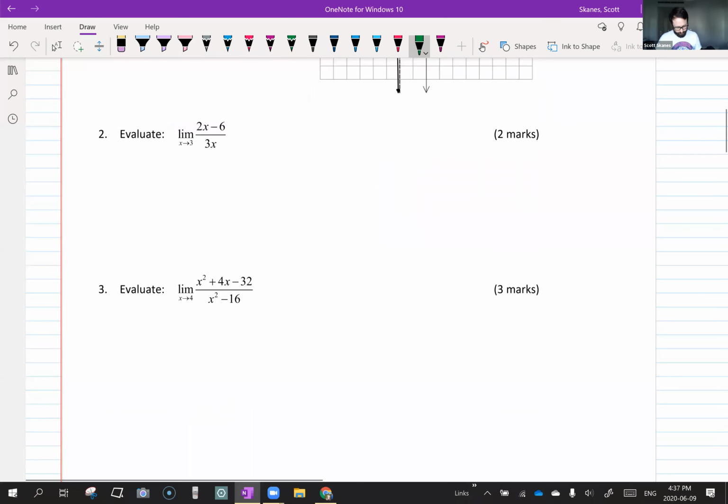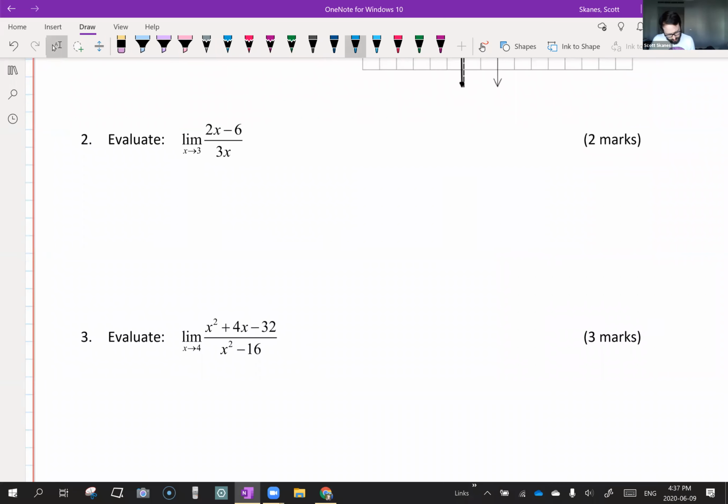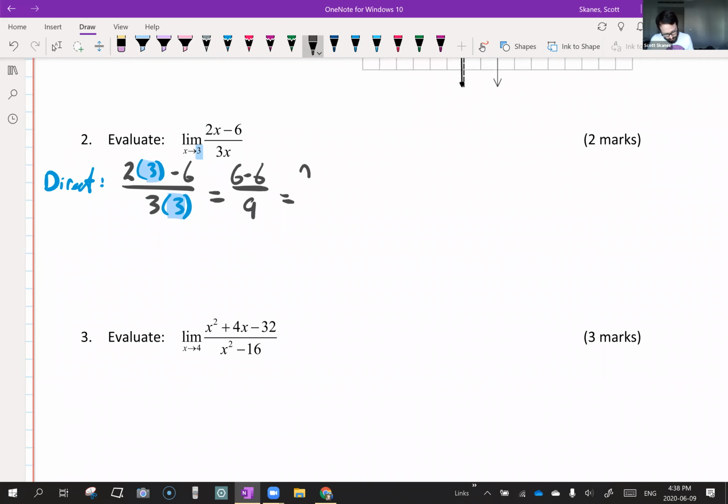Let's evaluate. First things first, this limit, the first thing you should do is try it directly. Just sub in your values. And in this case, we have 2 times 3 minus 6 all over 3 times 3. Why am I using 3? Well, because 3 is the number that we're approaching. That gives me 6 minus 6 over 9, which is 0 over 9, which is 0.